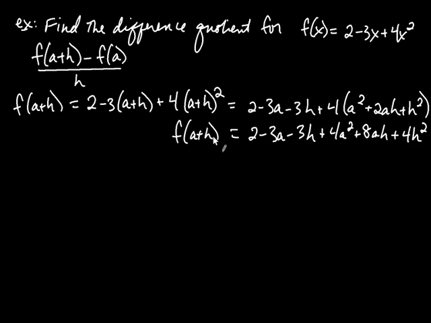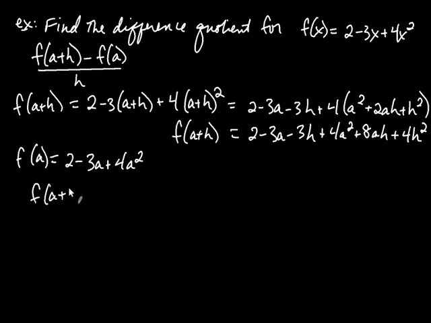Now, we're going to replace f of a plus h up there with all of this in a moment. But we also have to figure out what f of a is, so let's do that. F of a, now you just replace x with a. So it's going to become 2 minus 3a plus 4a squared, and that's it. Okay, so now we're going to substitute this expression, f of a plus h, and this expression, f of a, into the difference quotient.